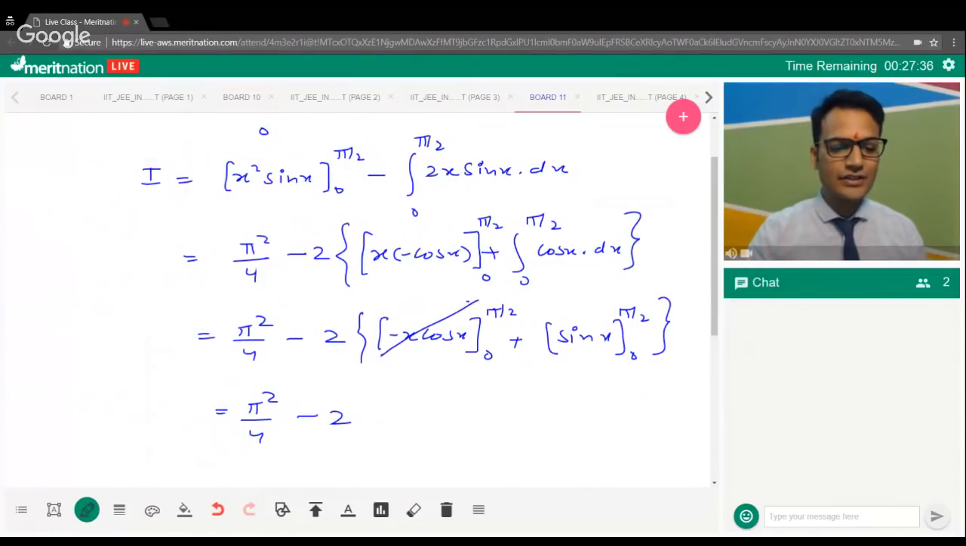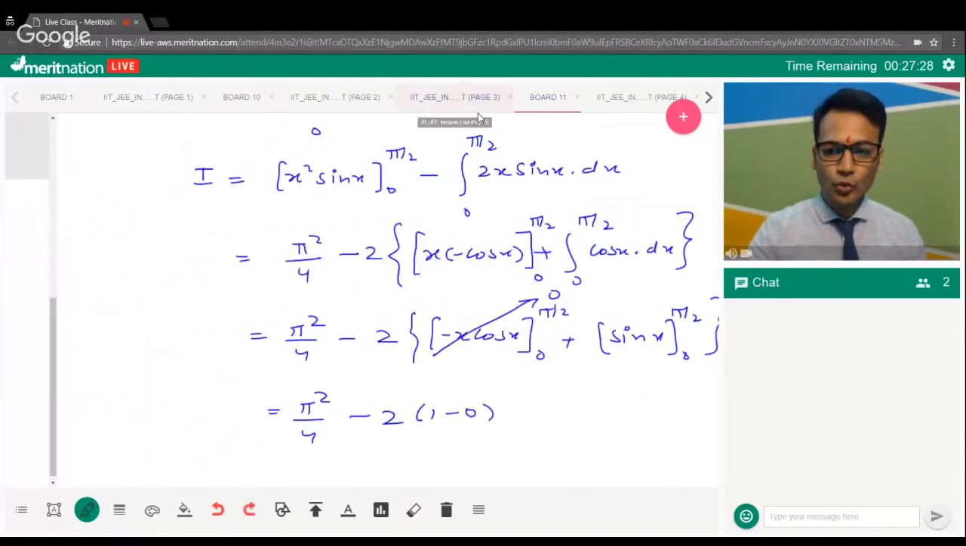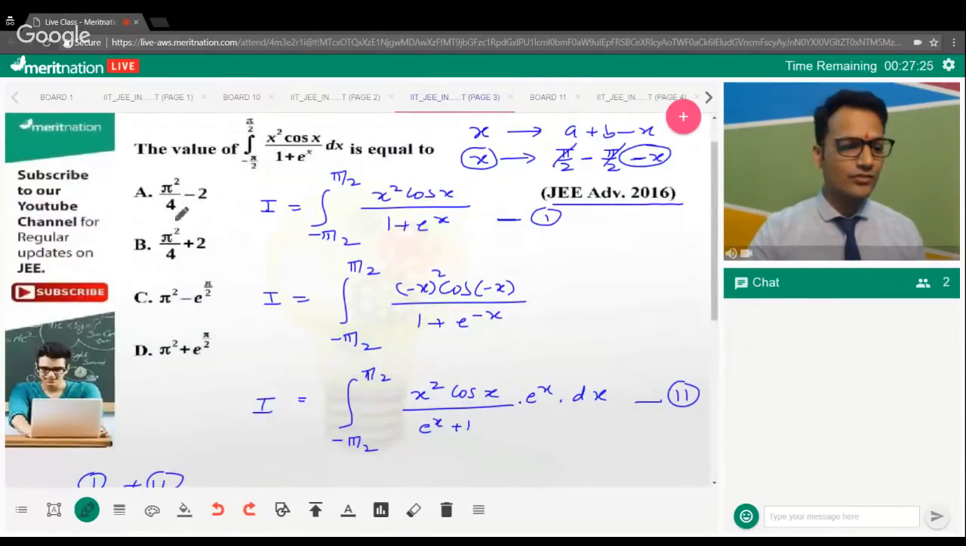This entire thing would turn out to be equal to 0. And over here, sine pi by 2 gives me 1. So it is basically 1 minus 0. Hence, the answer to the question is pi square by 4 minus 2. Pi square by 4 minus 2, which is A. So A turns out to be the answer to the question.